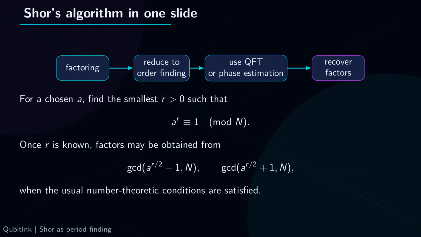Shor's algorithm reduces factoring to order finding. Suppose we want to factor an integer N. For a chosen integer a, the order r is the smallest positive integer satisfying a^r ≡ 1 modulo N. The quantum part of Shor's algorithm finds this period using the quantum Fourier transform or phase estimation. Once r is known, the factors may be obtained from gcd(a^(r/2) - 1, N) and gcd(a^(r/2) + 1, N), when the usual number theoretic conditions are satisfied. The important point is that the quantum computer does not directly try every possible factor. It finds hidden periodic structure.